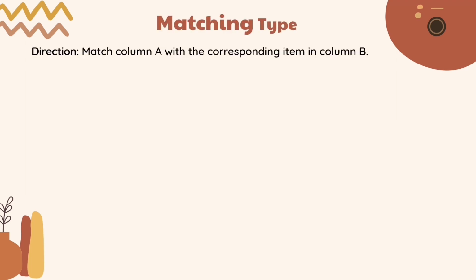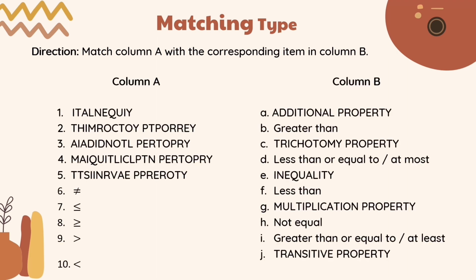Let us have first a warm-up or pre-activity. It is a matching type. Direction: match column A with the corresponding item in column B. As you can see in column A, we have jumbled letters and symbols. All you need to do is to match the jumbled letters to their correct answer, which can be found in column B. You can pause this video and answer the problem. You can write your answers in the comment section.